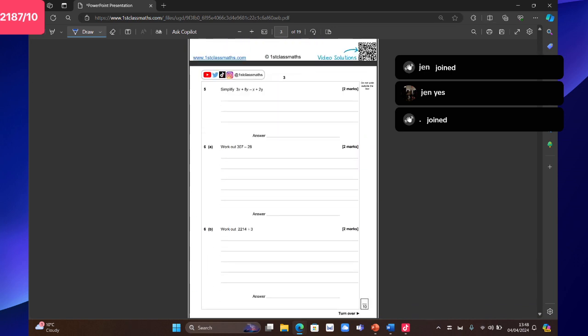Right, collecting like terms. So simplify this expression. So I collect all my x terms together and all my y terms together. So 3x minus x is going to be 2x, and 8y plus 2y is going to be 10y. So it's 2x plus 10y. Okay, so this is collecting like terms in algebra. I can collect all my x's together and all my y's together.